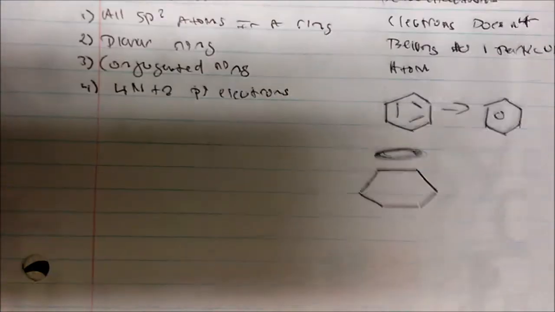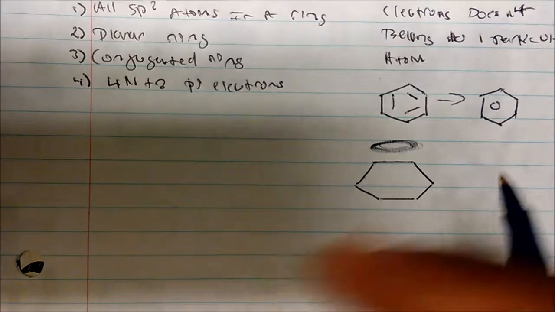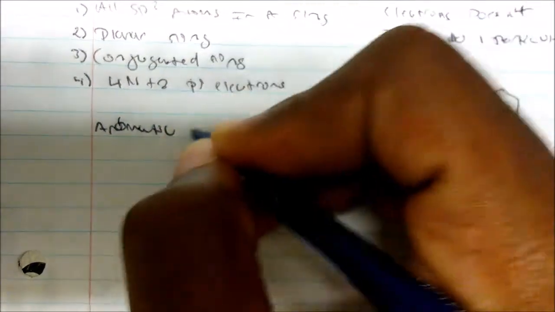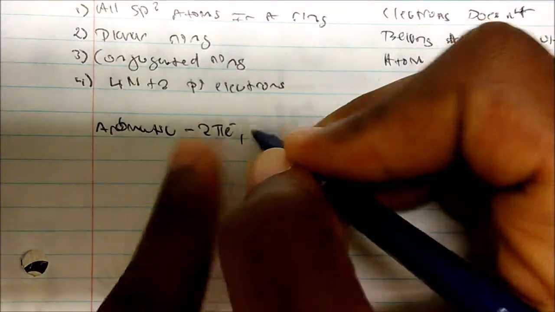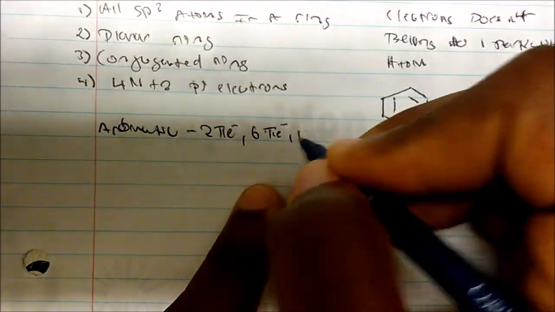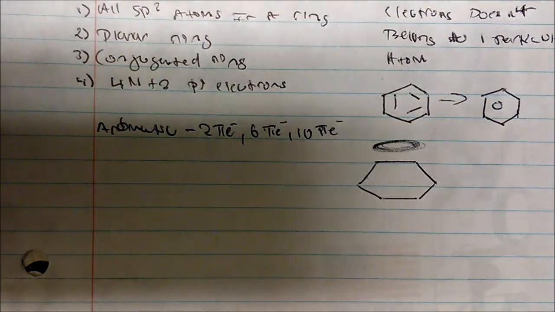Now, for your aromatic compounds, looking at this rule here without doing a lot of math, we're going to say for aromatics, you have to have 2 pi electrons, and then I'm going to add 4 to this, which will give me 6 pi electrons, and I increase by 4 again, which will give me 10 pi electrons, and I increase again, that will give me 14, so on and so on.